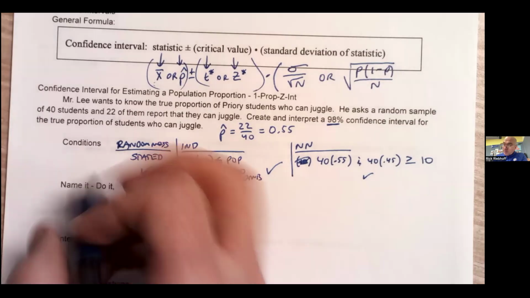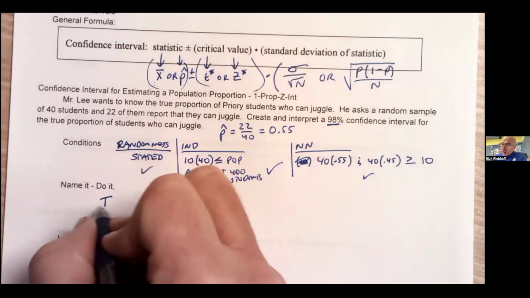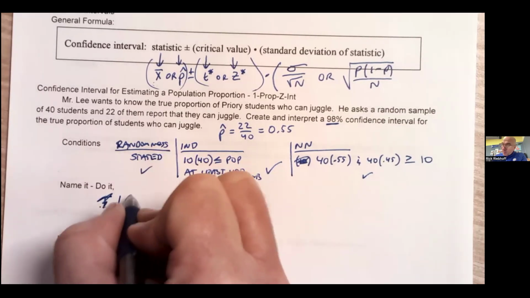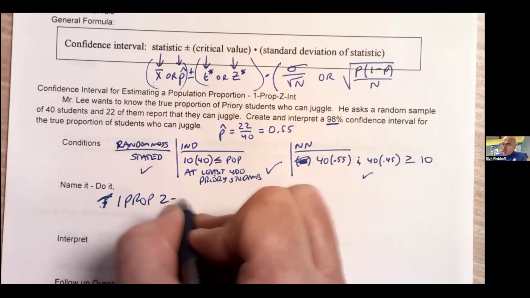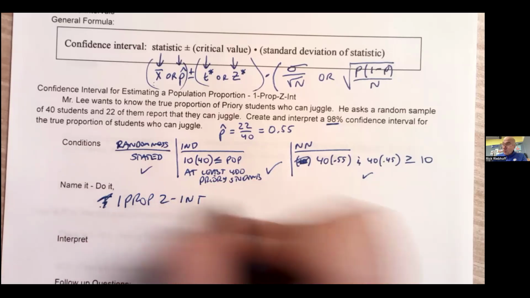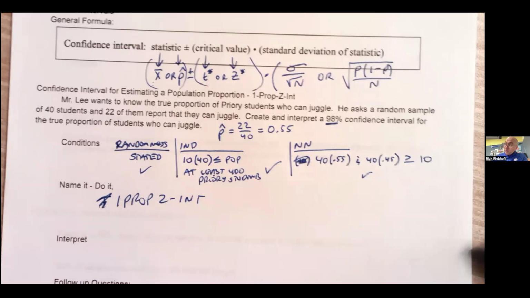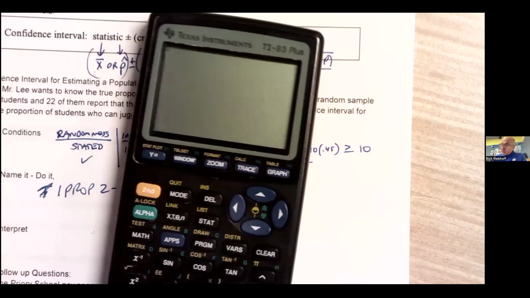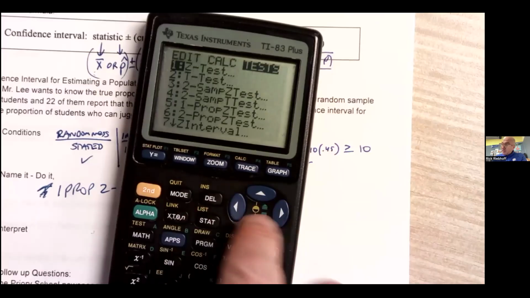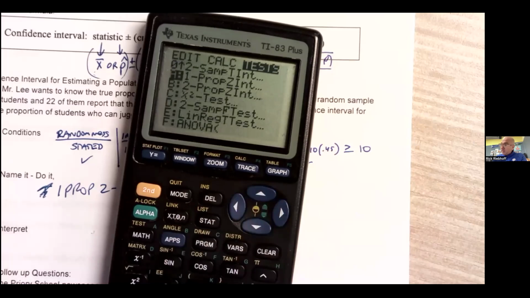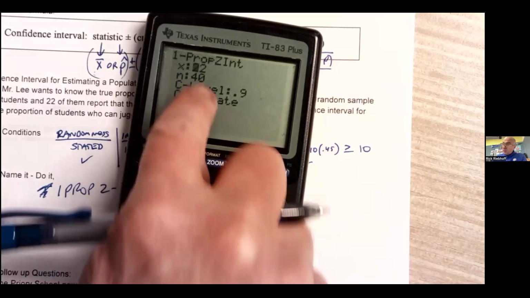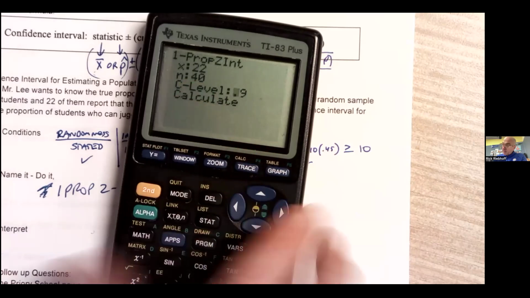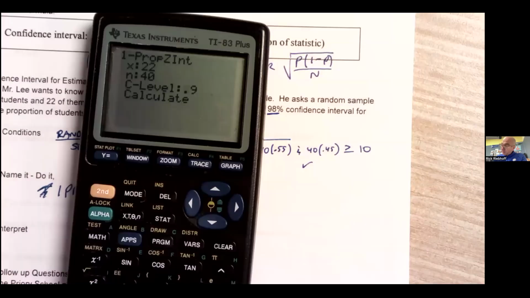All right, name it, do it. So we're doing a one prop z int. I need to either say the name or the formula, and then I need to jump in and do it. Let's go: stat, tests, find 1-PropZInt. There we go. I've already done it. 22, and it's 98% confidence, so 0.98, and calculate, and there we go.